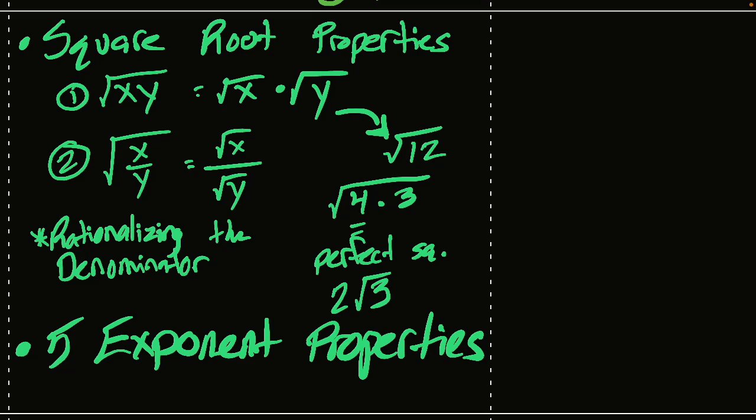Remember, we talked about, if we are multiplying bases that are the same, what do we do with the exponents? If we are dividing bases that are the same, what do we do with the exponents? If we have a power raised to another power, what do we do? So those five rules, or those five properties, would be a good thing to be familiar with as well.